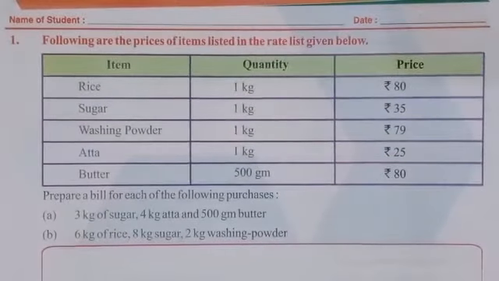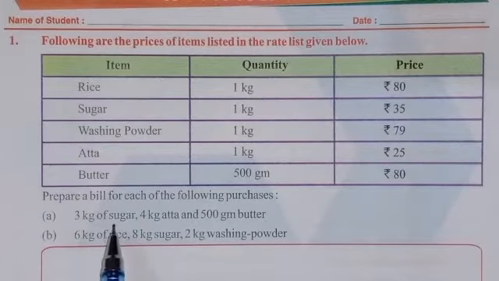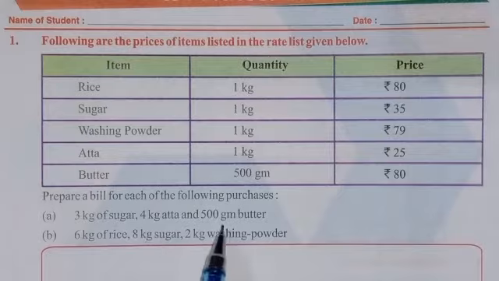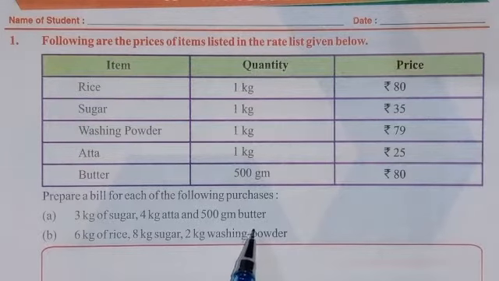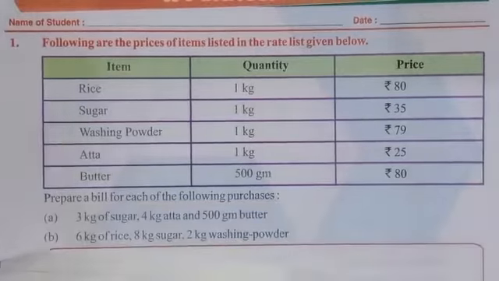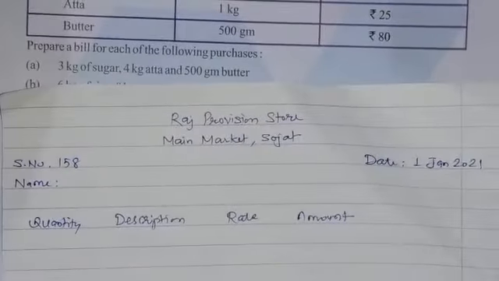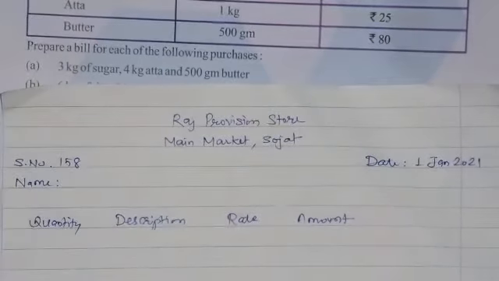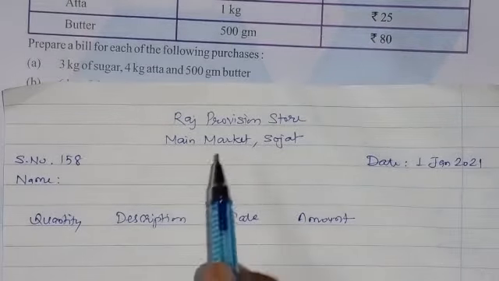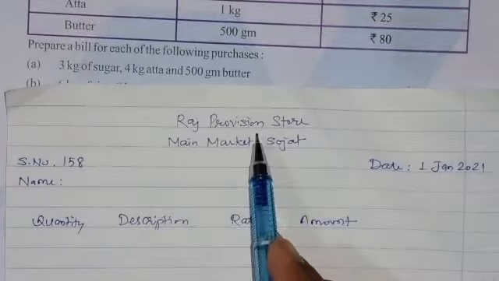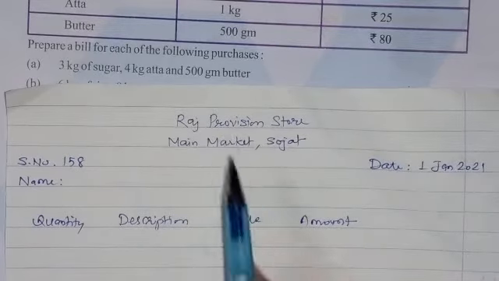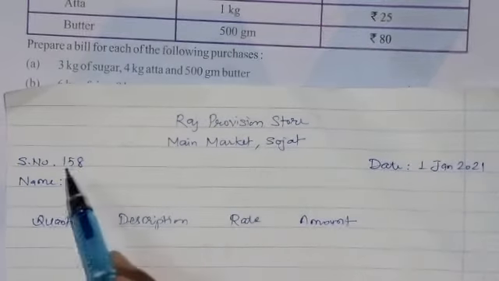So to prepare this bill, we have to purchase 3 kg of sugar, 4 kg of atta, and 500 gram of butter. How to prepare this bill? I'm going to tell you a kind of proforma that you have to use for making a bill. You can see there is a particular structure to prepare a bill. First of all, you have to write the name of the store from where you are purchasing the items and the address. Here will be a serial number.